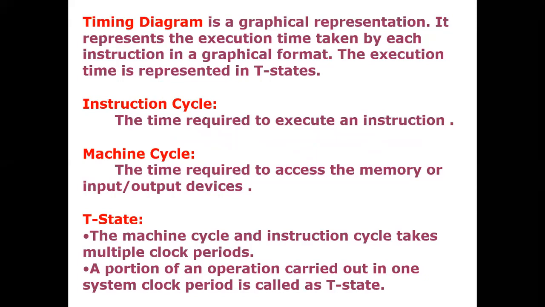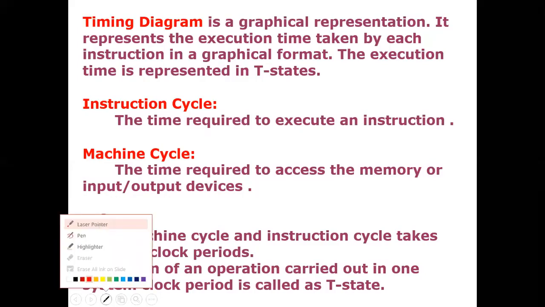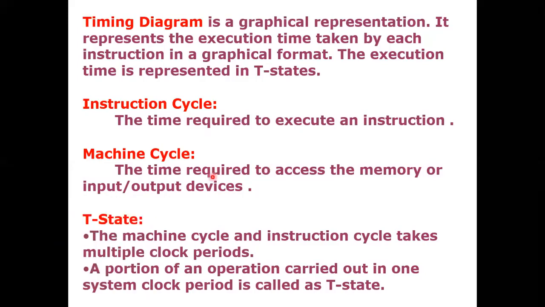Machine cycle means the time required to access the memory or input output device. We already discussed memory read, memory write, input output read, input output write. That is called the machine cycle. In memory we are going to read and write, so there are two operations: memory read and memory write. In an external input output device, we are also going to read and write, so that is input output read and input output write. These are the machine cycles.